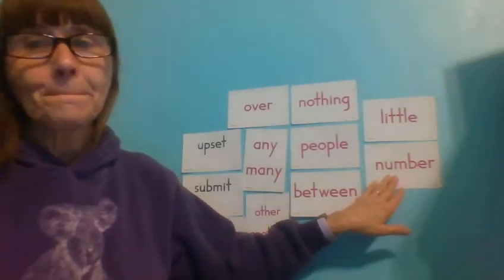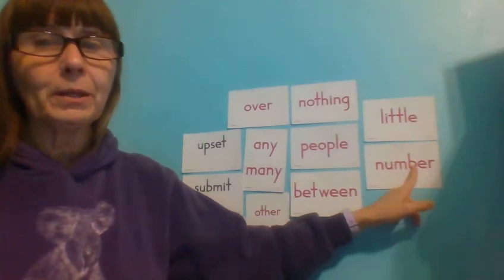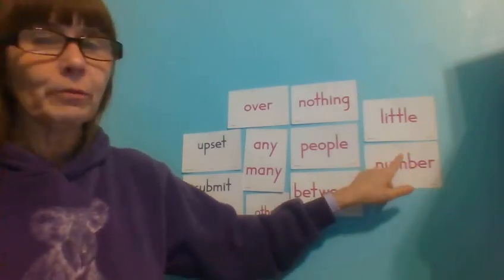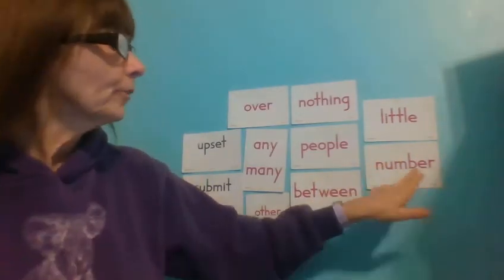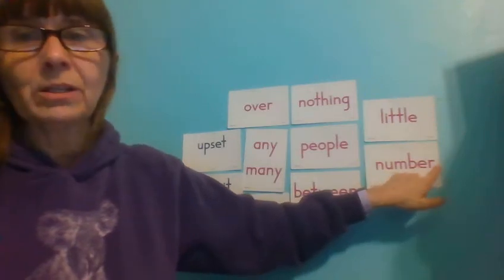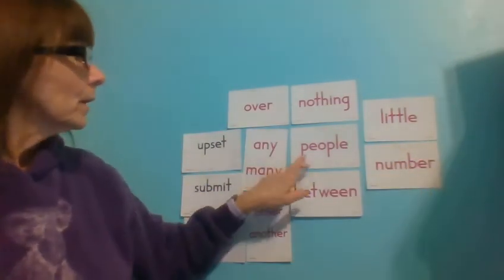Here we have number, so we're going to split it between the two consonants, between the M and the B. Num is a closed syllable. You put a breve over the U, that little smiley face. And ber is also closed, and you have an R-controlled vowel, E-R. So that's what you would underline.